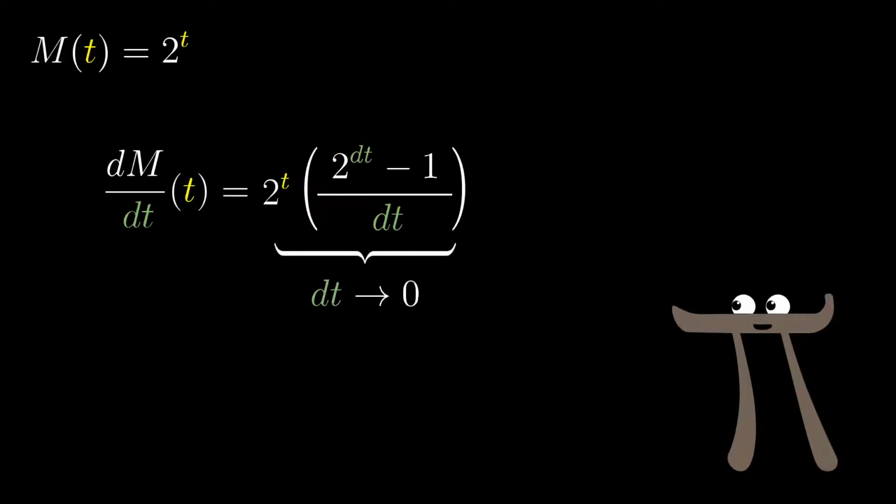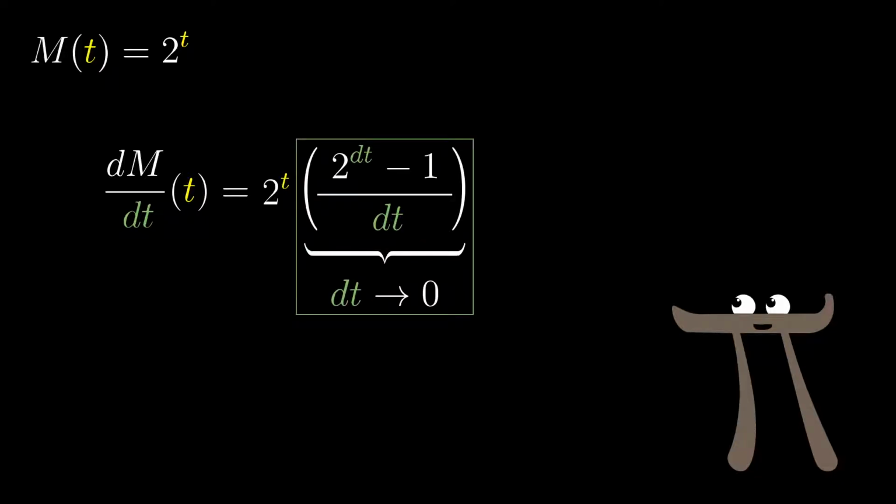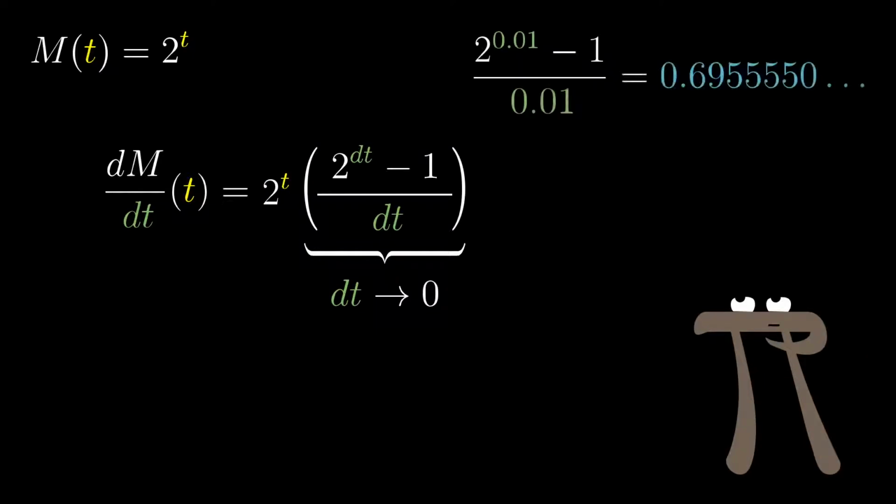But a tremendously important fact is that this term on the right, where all of the dt stuff lives, is completely separate from the t term itself. It doesn't depend on the actual time where we started. You can go off to a calculator and plug in very small values for dt here. For example, maybe typing in 2 to the 0.001 minus 1, divided by 0.001.